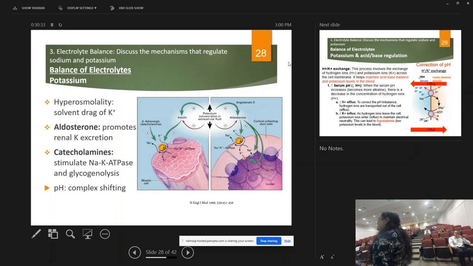But when you are doing this, you're shifting your pH. That we'll talk about in a minute. But hold this thought: by dragging the potassium into the cells, you are also shifting the pH. So let's see how.